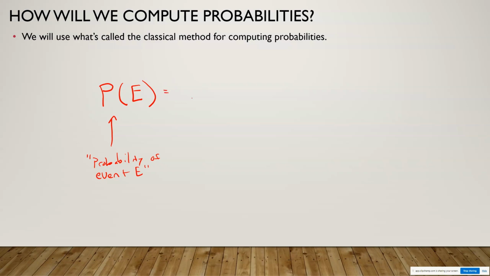Okay. And it's a very, very simple fraction. What goes in the top, in the numerator, is just the total number of ways E can occur. And what we divide that by is the total number of outcomes.